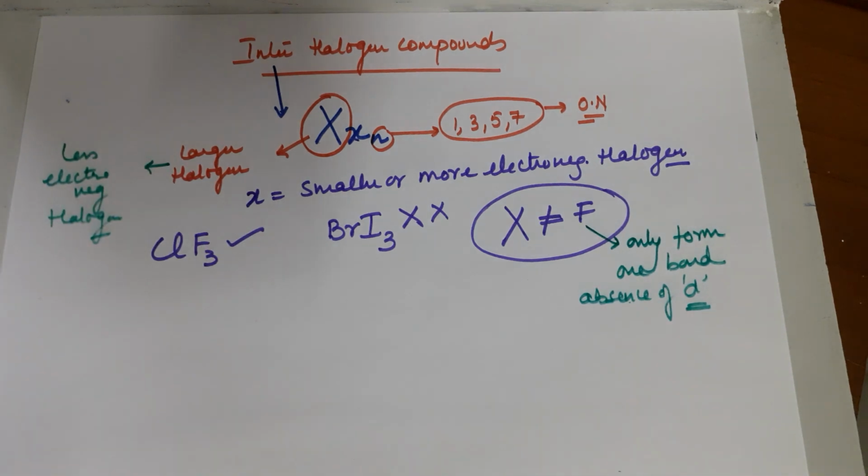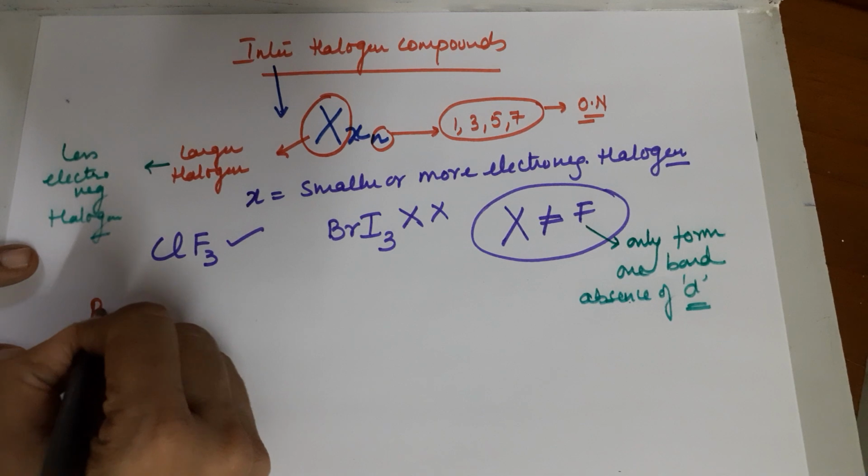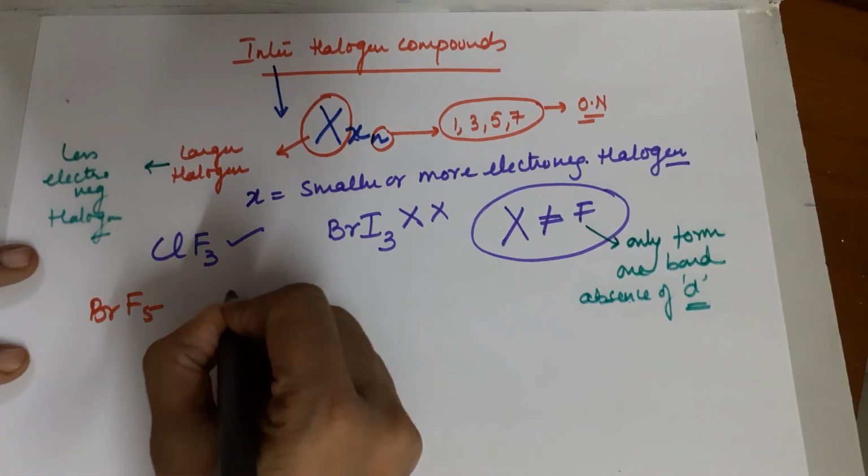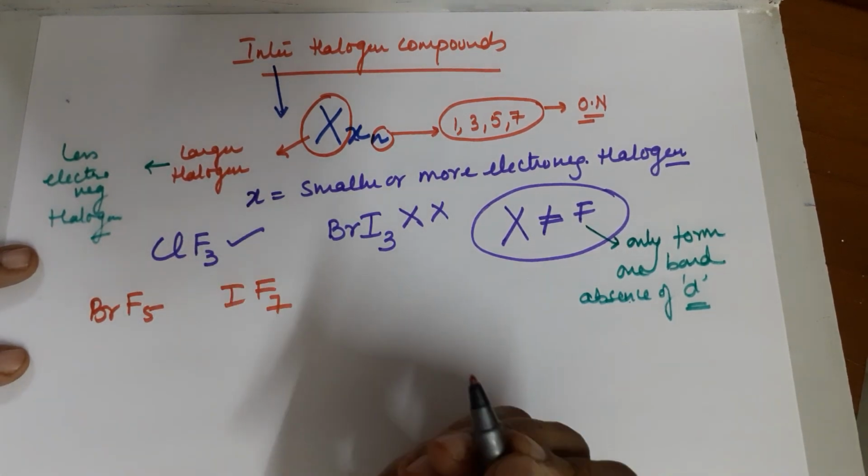Is that fine? I hope that's clear. So you can have compounds of the type BrF5, you can have IF7 and so on.